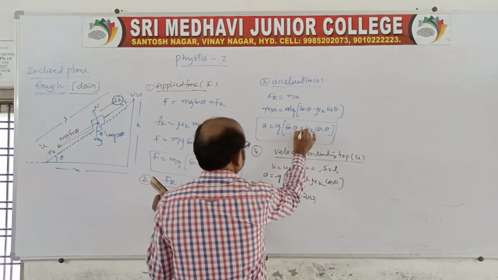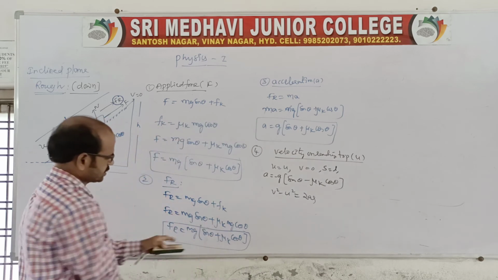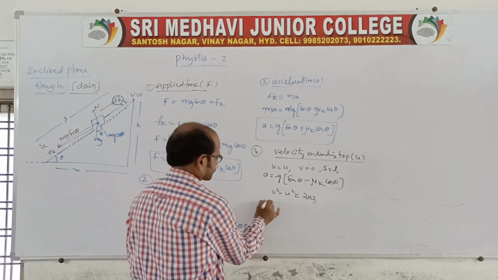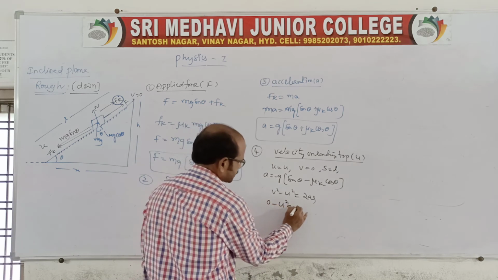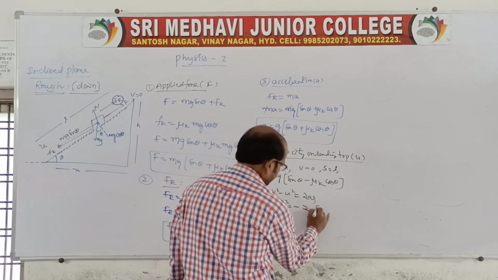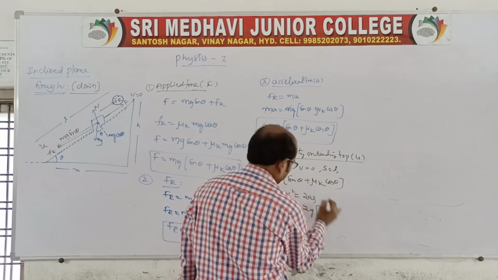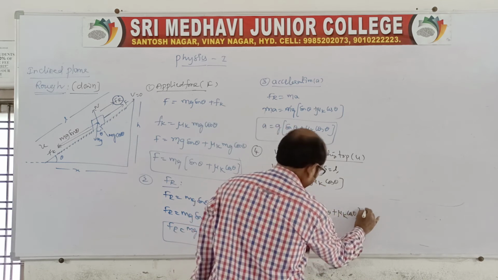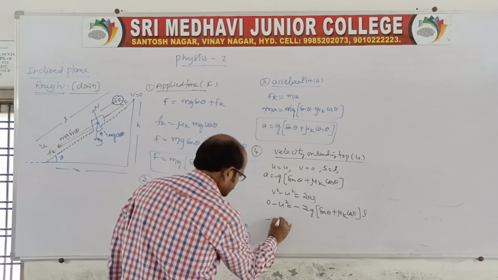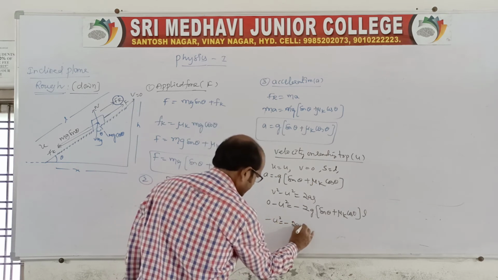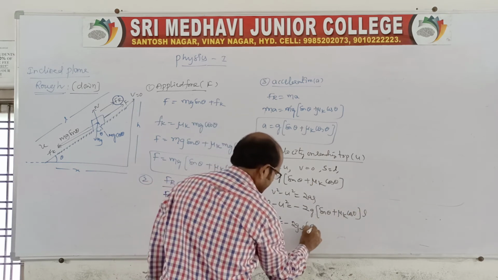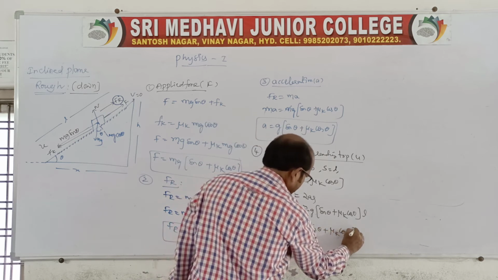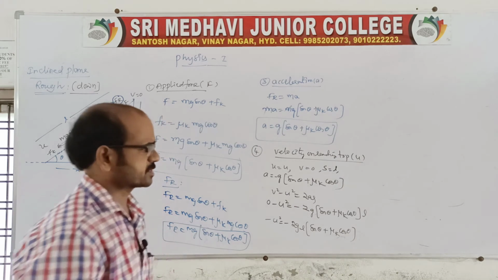Sorry, here we'll get plus, no? Because the acceleration is sin theta plus mu k cos theta. Now right here, 0 minus u square is equal to minus 2g within the bracket sin theta plus mu k cos theta into L. So minus u square is equal to minus 2gL within the bracket sin theta plus mu k cos theta. Simple, you compare the previous expressions.